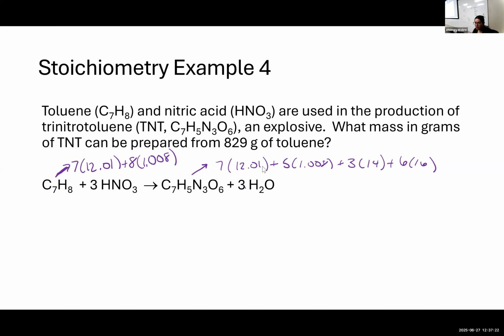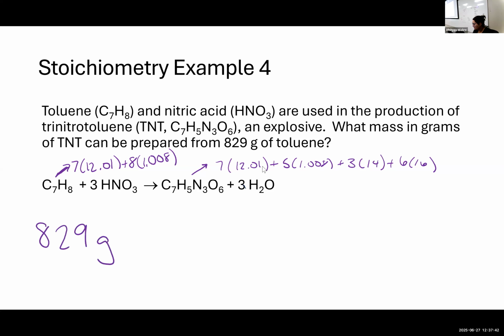All I did was put the subscript out front and multiply whatever number is given to me on that periodic table. You have to be able to do this. If I don't, I'm not gonna give it to you, so you have to be able to find those numbers and plug everything in.